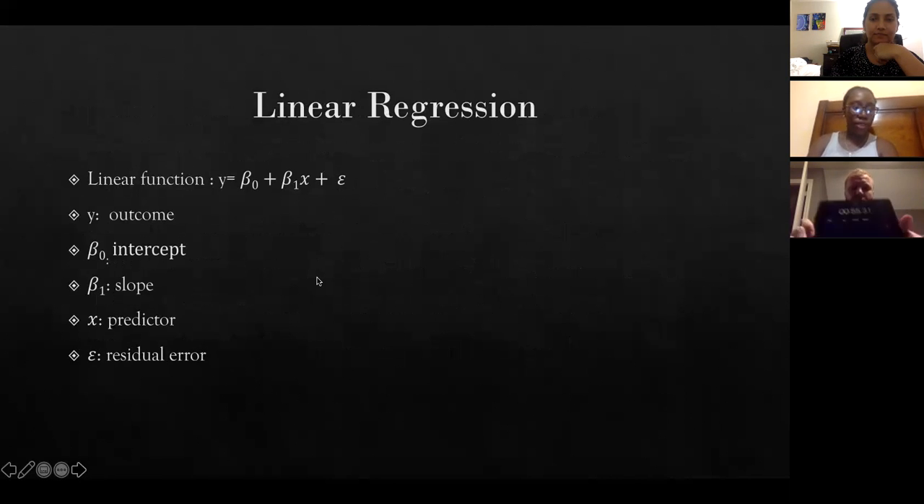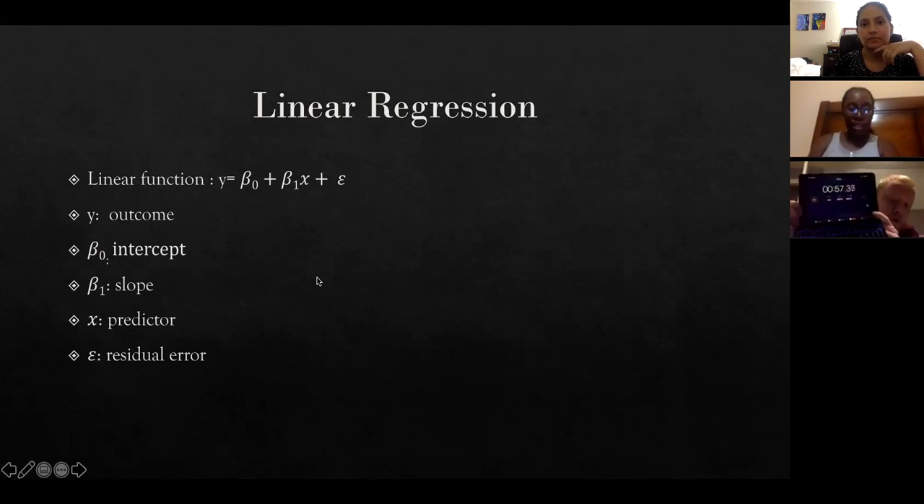Okay, so for linear regression, we're basically looking at a sort of dose response curve with dependent and independent variables. So this is a linear function model for y being the outcome, beta naught being the intercept, beta 1 being the slope, x is the predictor, and e is your residual error.